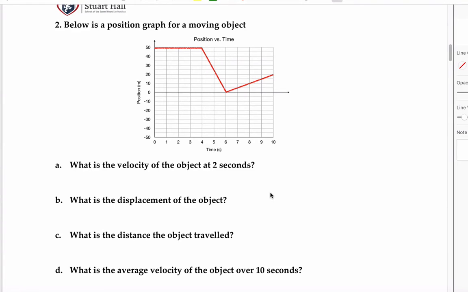I'm feeling a little generous, so I thought I would work out problem 2 as well, just to help you out, since I am not feeling my best. So here's problem number 2.